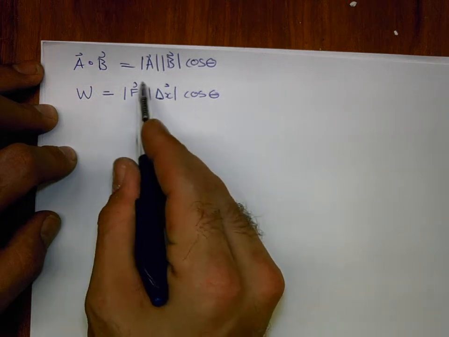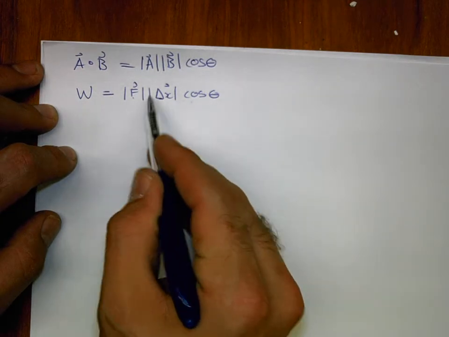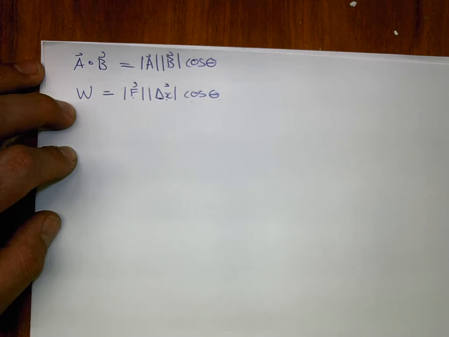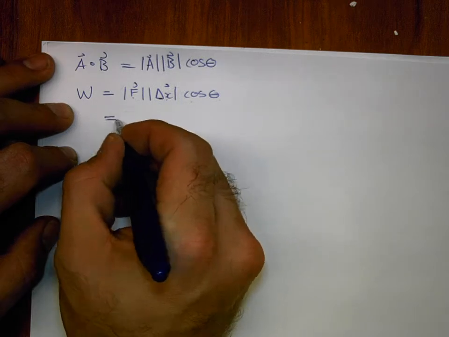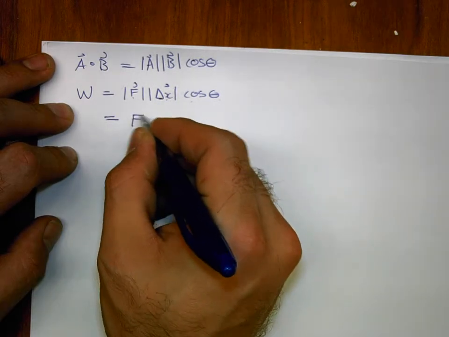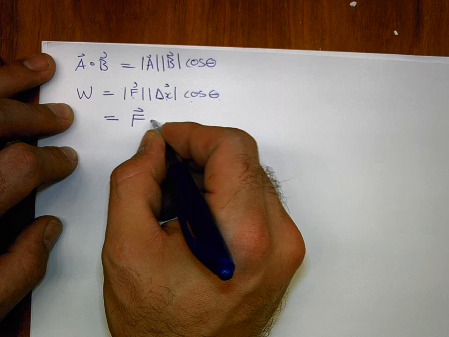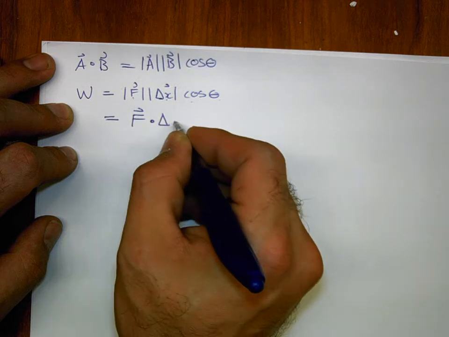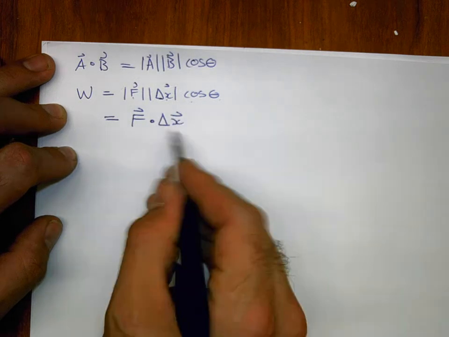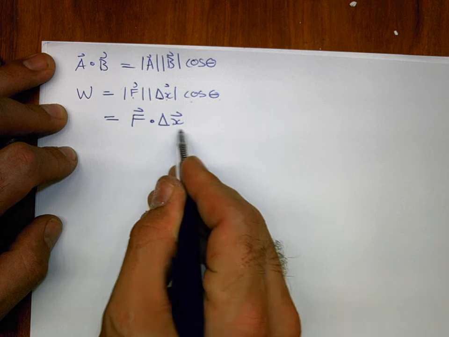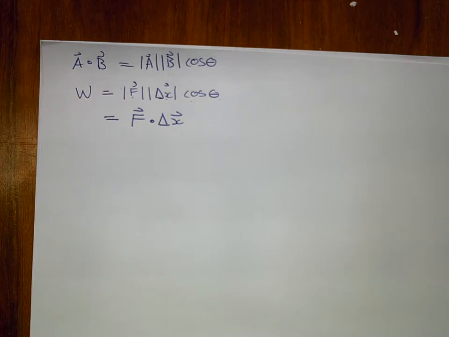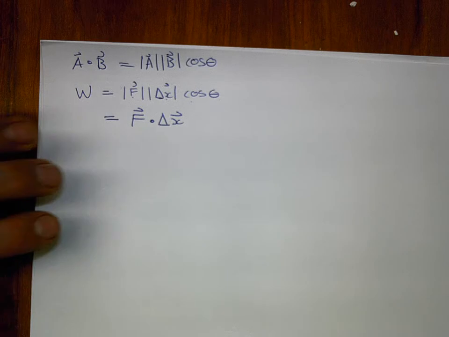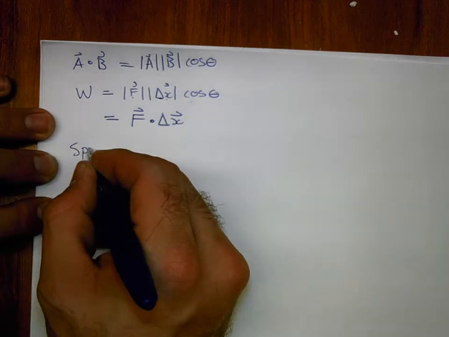Basically it means the component of this force that's parallel to the displacement, that's the component that's actually causing acceleration, causing a transfer of energy. So we can write work as the dot product of force and displacement. So the dot product of these two vectors. All right, because we know how this scalar product is defined. Now let's look at a special case.